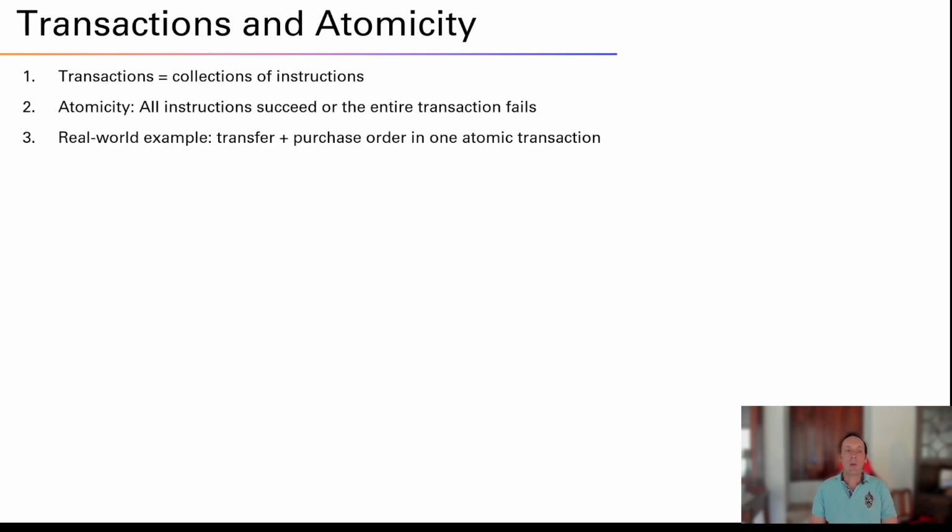So now a little bit about transactions and atomicity. That's a difficult word to say, as I keep saying. Solana transactions are at the core of how you interact with the blockchain. A transaction is simply a collection of instructions that invoke smart contracts or move tokens on the blockchain.